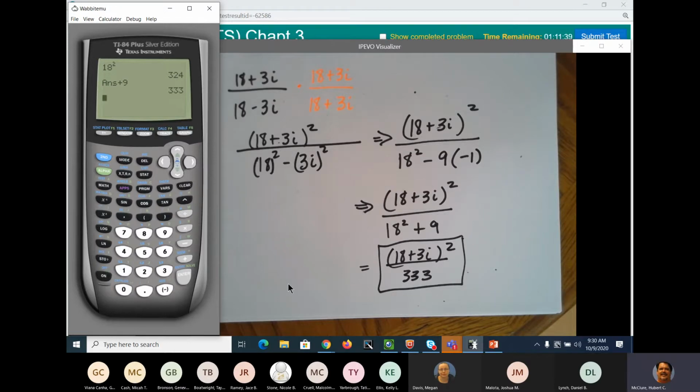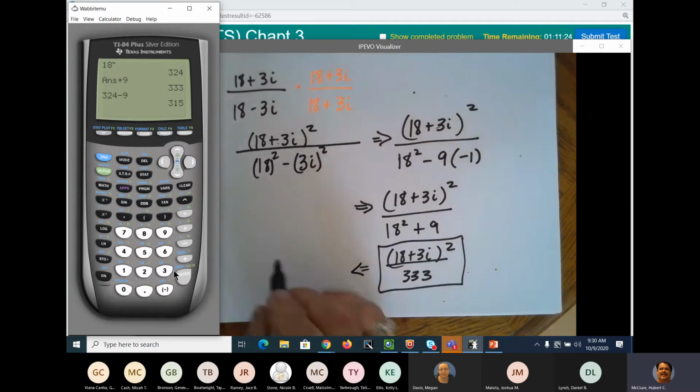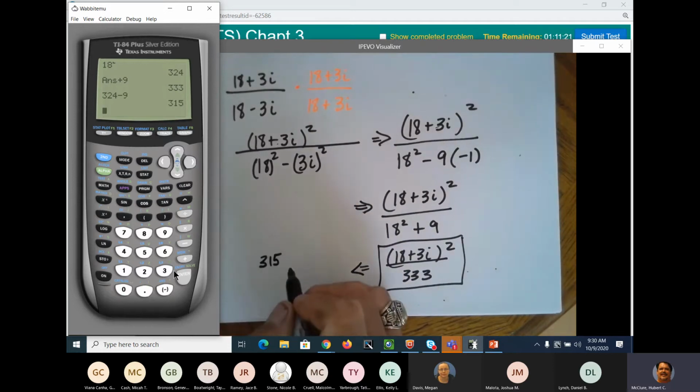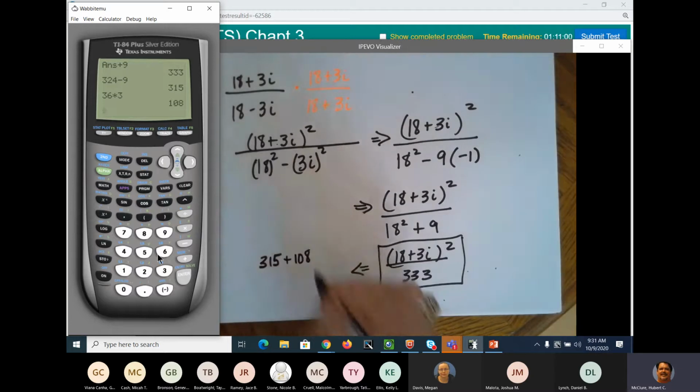And then 324 minus 9. Now I'm doing it in my head. 324 minus 9, I got 315. So if I did everything in my head right, 315, then plus, let's see, 2 times 18 is 36. 36 times 3, let me check my math. 36 times 3, 108. I was right. Plus 108i over 333.